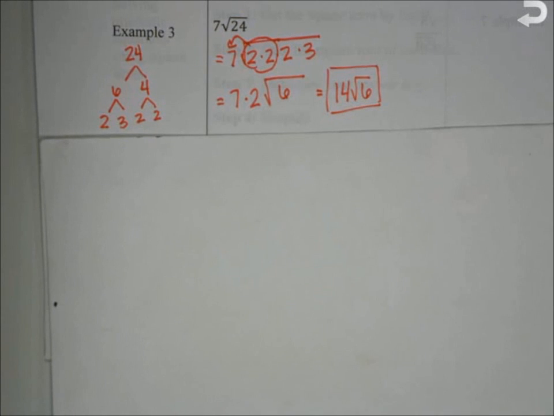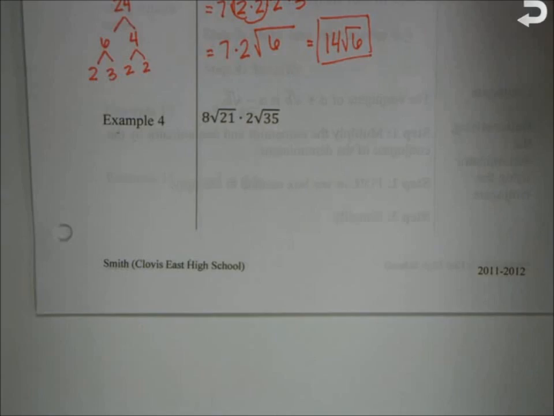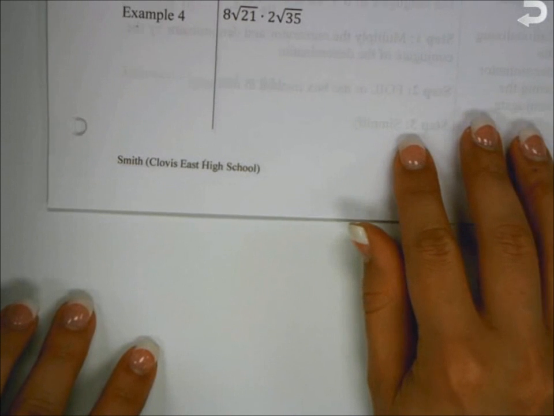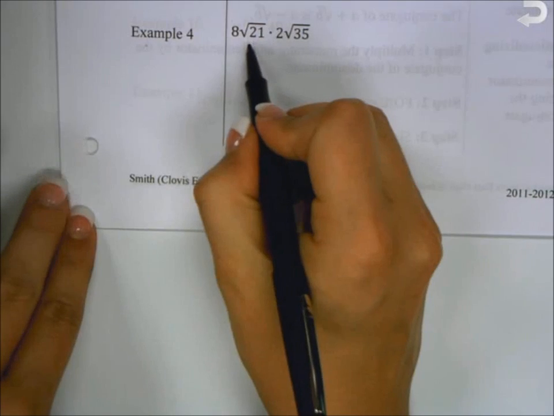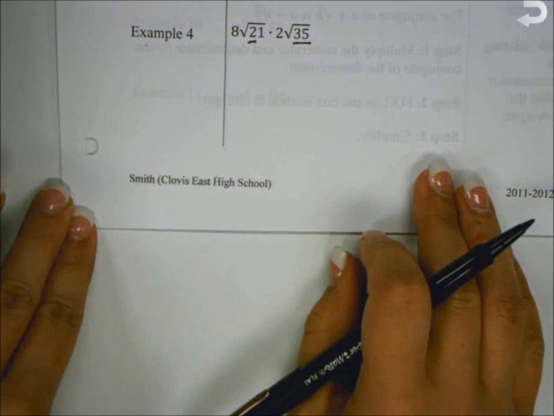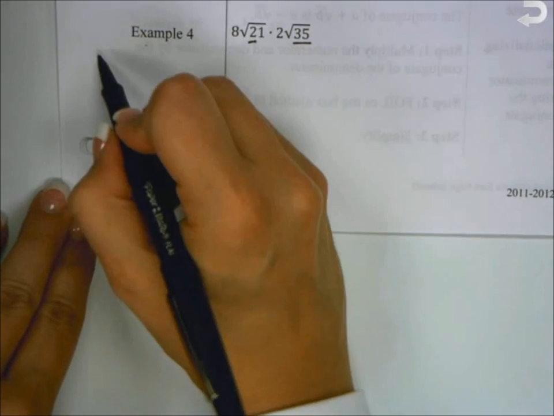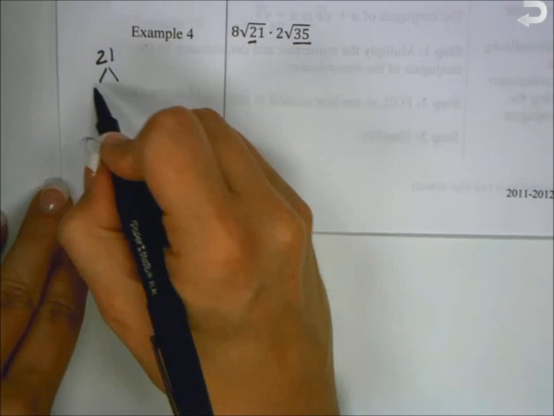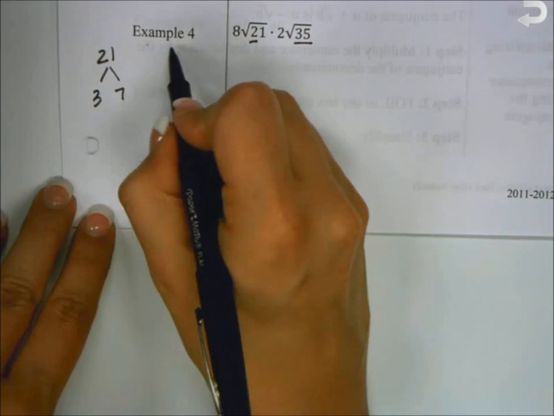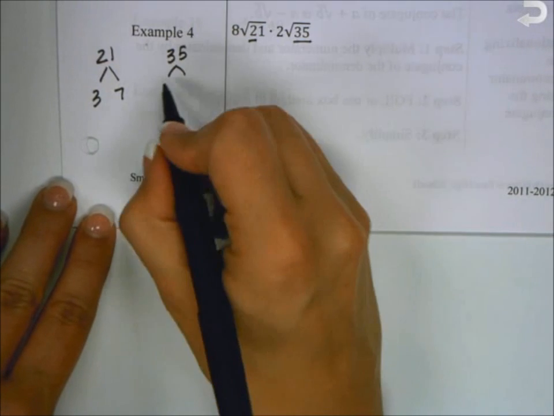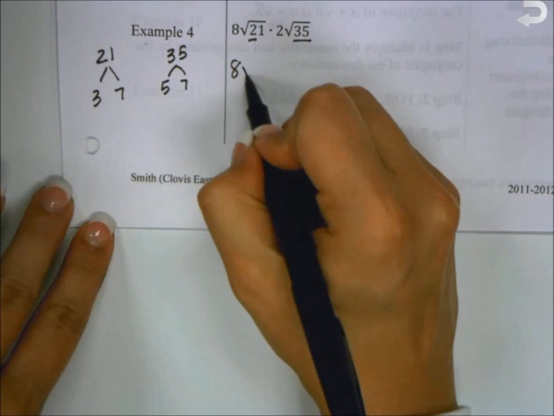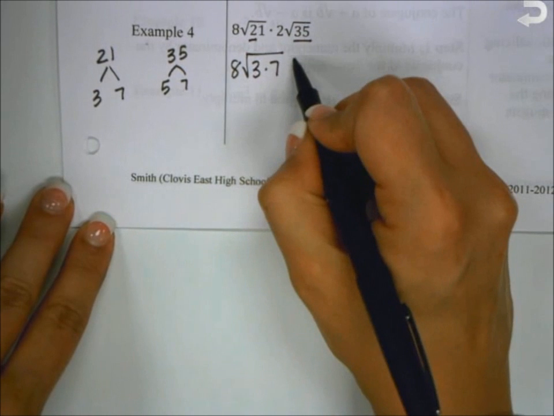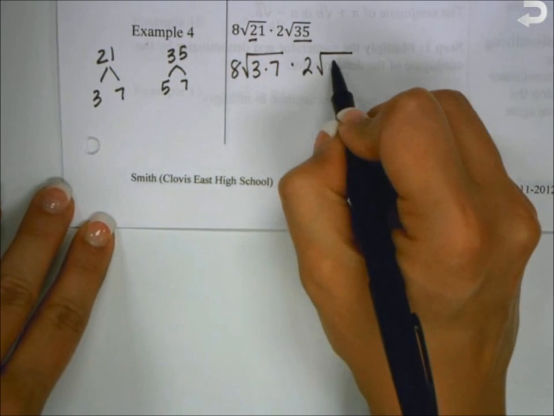Okay, so let's do example 4. Okay, so now we have multiple things that we're worrying about. So let's first write out the prime factors of each of those, and then we'll do all of our multiplication. So 21, what are factors of 21? 3 and 7. And what about 35? 5 and 7. So the first thing I'm going to do is I'm just going to rewrite the whole thing. So 8 square root 3 times 7 times 2 square root 5 times 7.